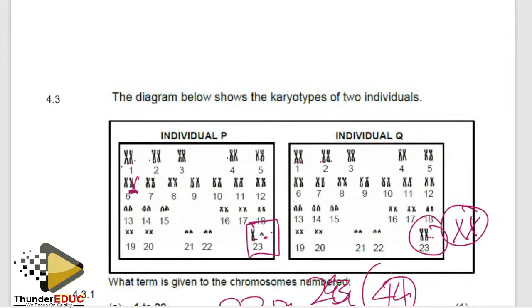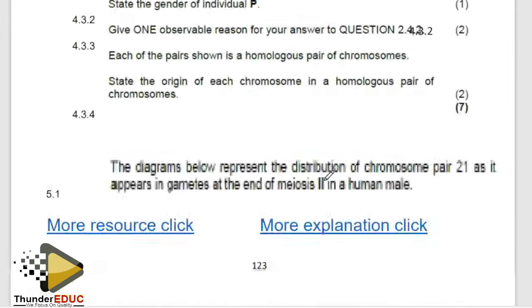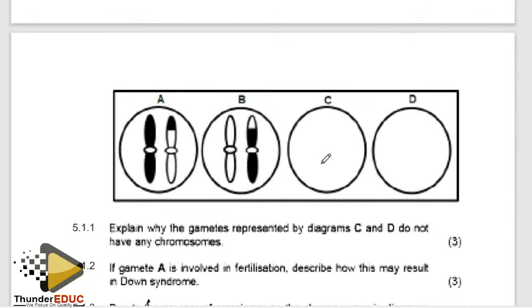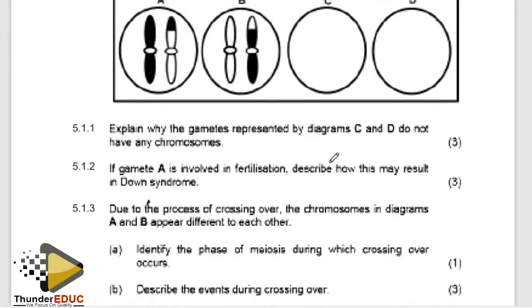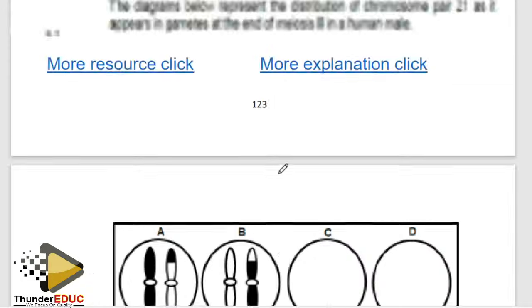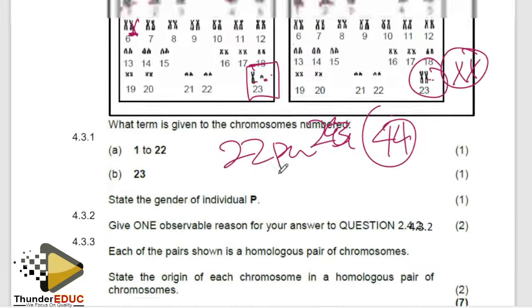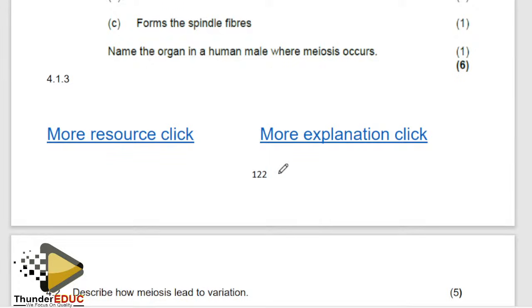Yes, that's number 2. That's where people fail. Number 3, non-disjunction. You see this? This is a non-disjunction question. When they ask you which phase it is, it is anaphase. It could be anaphase 1 or anaphase 2, but looking at the diagram, you can identify whether it's anaphase 1 or anaphase 2. Describe Down syndrome. How does non-disjunction lead to Down syndrome?